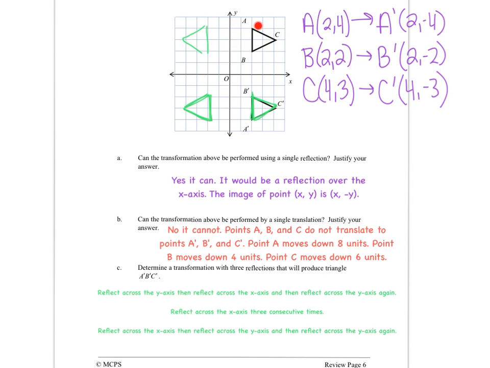Or we could take our pre-image and reflect across the x-axis, then reflect across the x-axis again, and then reflect across the x-axis a 3rd time. Or we can take our original pre-image and reflect across the x-axis, and then across the y-axis, and then across the y-axis again to produce triangle A prime, B prime, C prime.